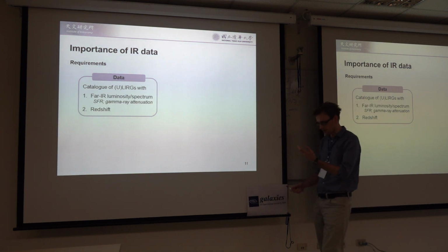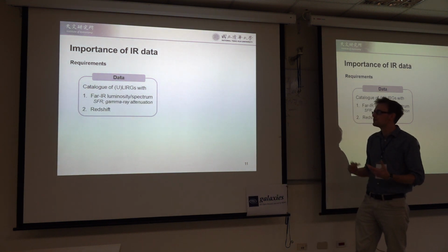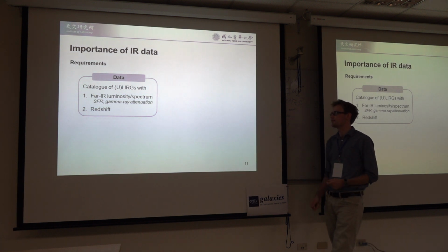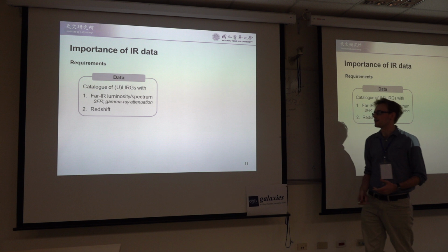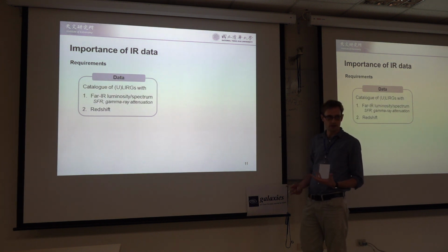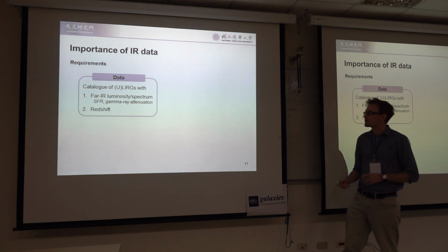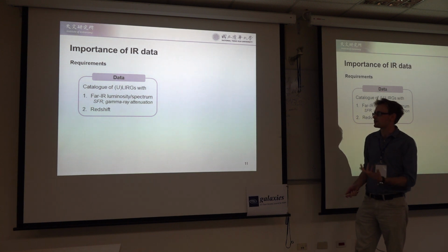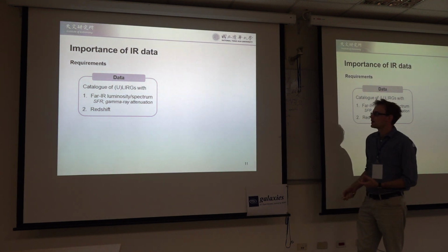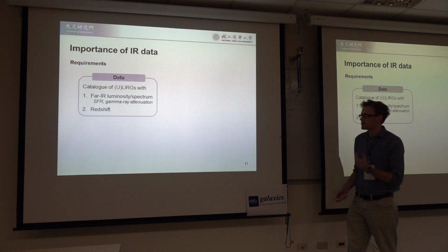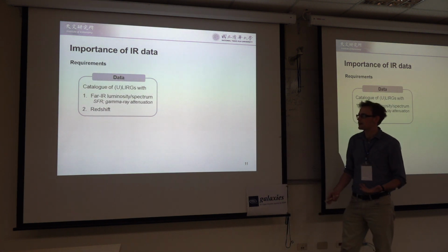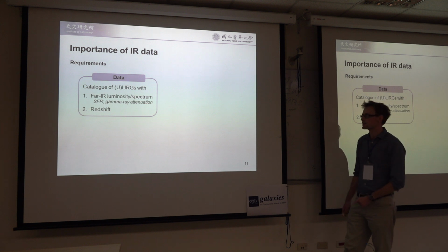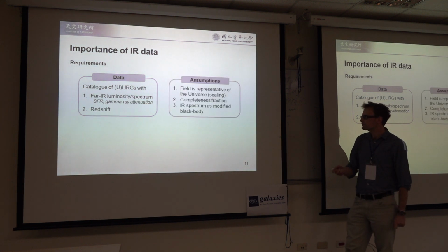What we need for this is a catalogue of luminous infrared galaxies or ultraluminous infrared galaxies where we have the far infrared luminosity, ideally some spectral information. And from this we want to get the star formation rate and the gamma ray attenuation. And also we need information about the redshift. It doesn't need to be super accurate. Photometric is fine, as the uncertainties in other parts of the model are going to be much more severe.